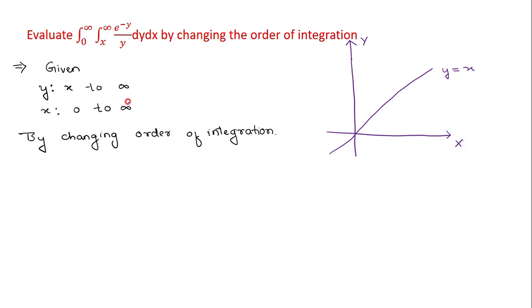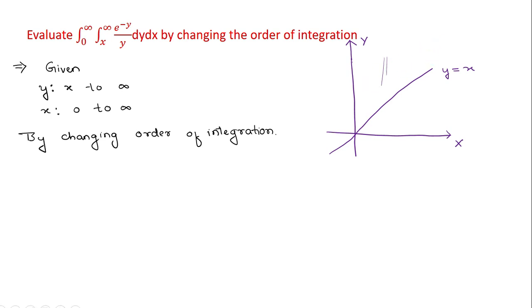So x is taken from 0 to infinity. That means that the x limits are the constant limits. So the x-axis is taken, and y limits are taken from y is equal to x to y is equal to infinity. So they have considered here the vertical strip. The region of integration is the whole part of the region above this line. The region above the line y is equal to x is the region of integration.